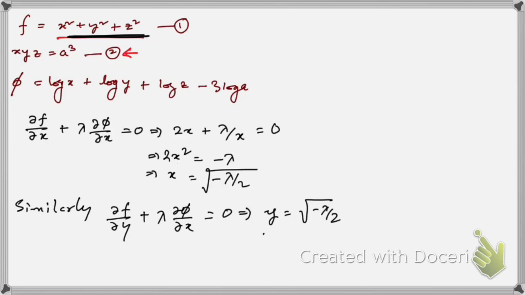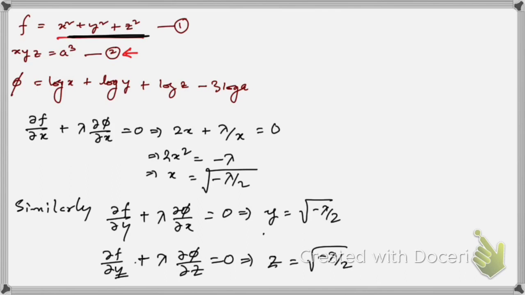Similarly you will get del f by del z plus lambda del phi by del z equal to 0. From this equation you can find that z square will also be equal to minus lambda by 2. I made a mistake here, it is minus lambda by 2.